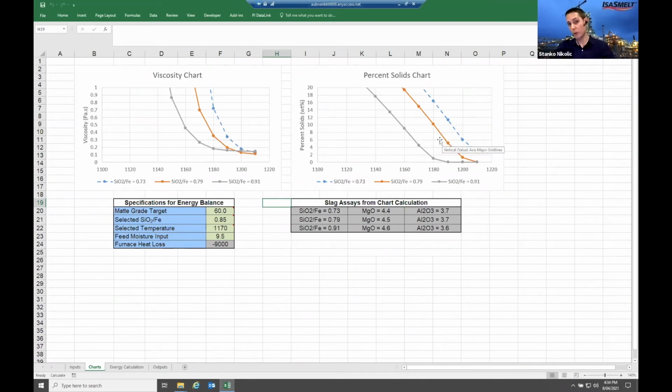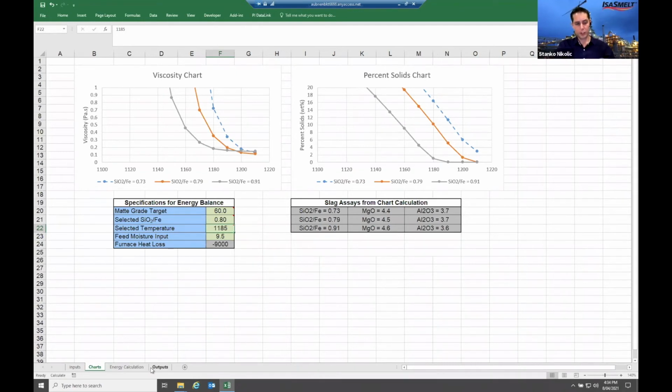Now we can get away with high viscosities in ISASMELTs and other furnaces. We're going to be targeting this silica to iron ratio of 0.8, and an operating temperature of, let's say here, 1185. This low operating temperature would probably be unheard of in other copper smelting technologies, but as I said, we can do this in the ISASMELT because it's a turbulent vessel. You keep all those solids in suspension.